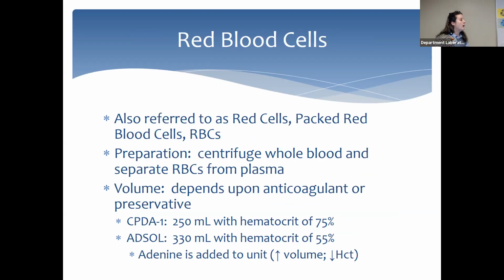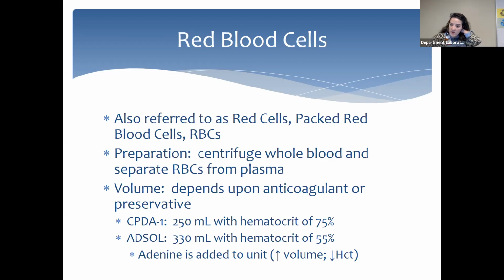So one of the components from whole blood is your red cells. You might also hear them referred to as packed red cells. Some people will just say RBCs. That is packed red cells, only the red cells, and this is formed after the soft spin of the whole blood unit. You're left with your red cells.